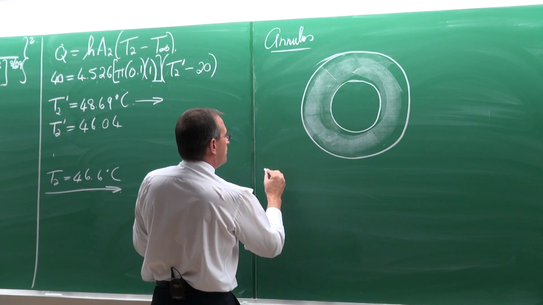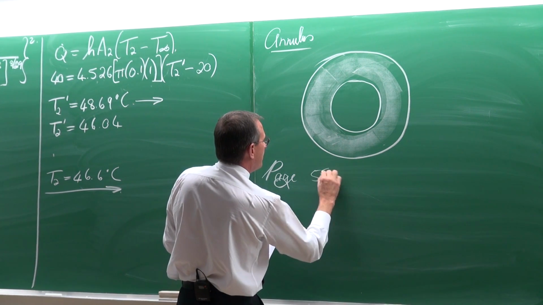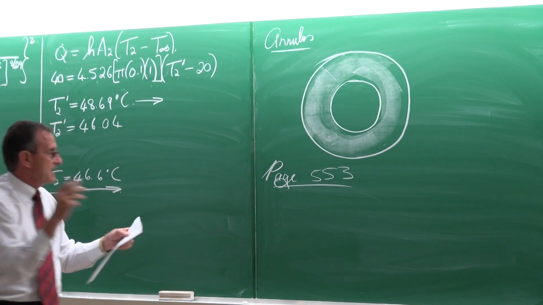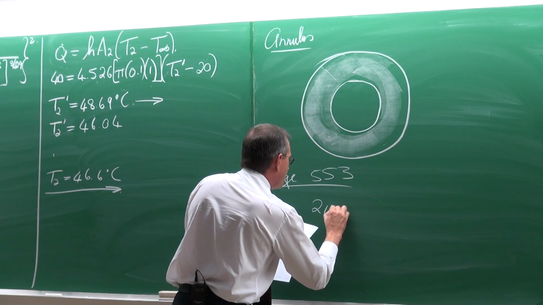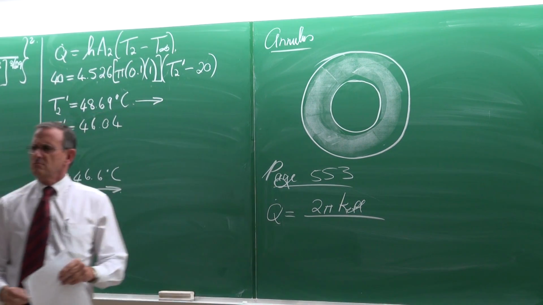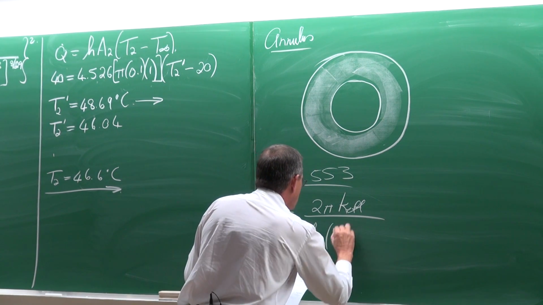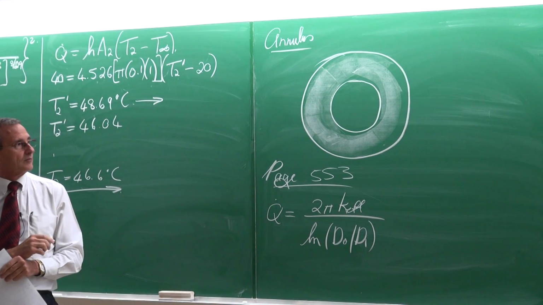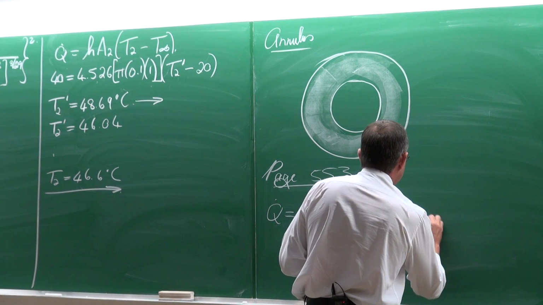So for example, on page 553, the following very important information is given. It says that the heat transfer rate in the annulus would be equal to 2 pi multiplied by an effective thermal conductivity, k effective, divided by the ln of the diameter ratio. And that is equation 9.56 in your textbook.